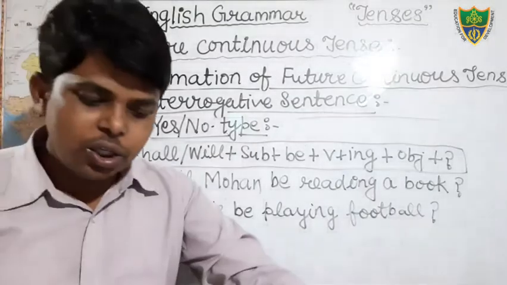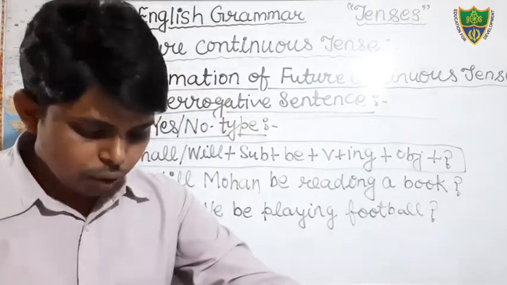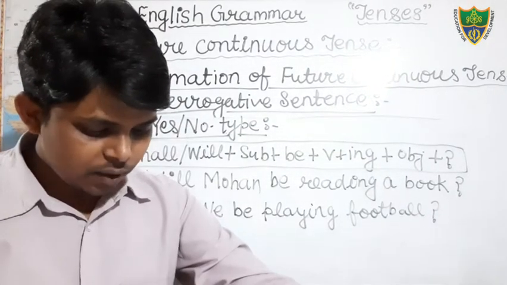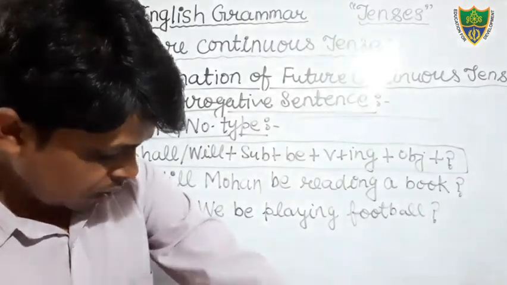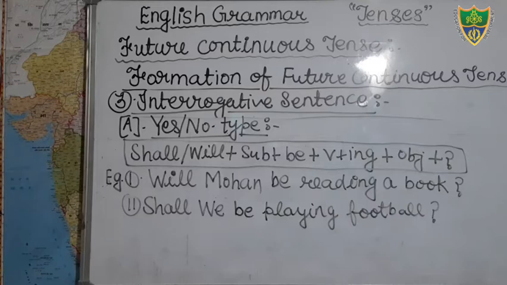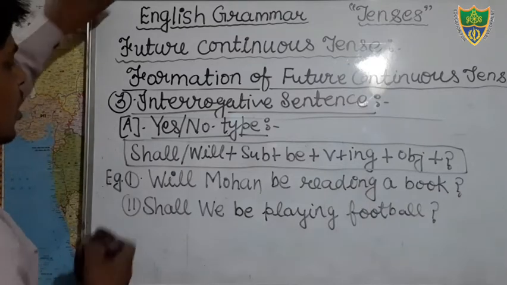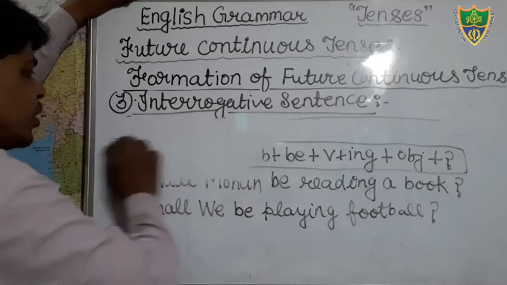then question mark. Friends, all these structures are also given in your book. You can also check from there. So just write down. I hope that you all have understood the SNO-type structure of future continuous tense. Now we will discuss the WH type of interrogative sentences of future continuous tense.